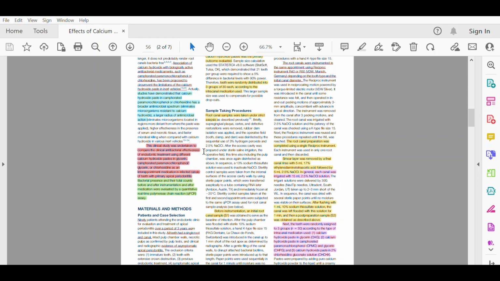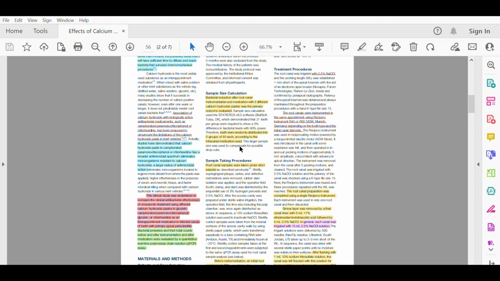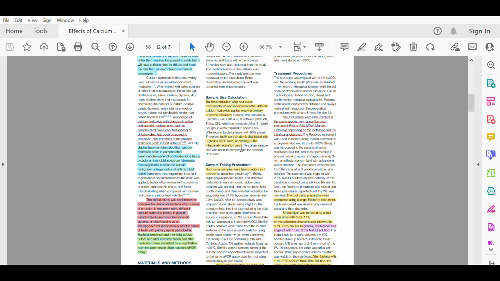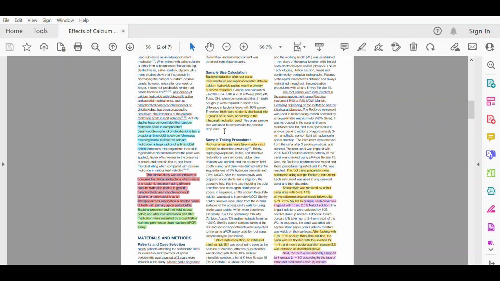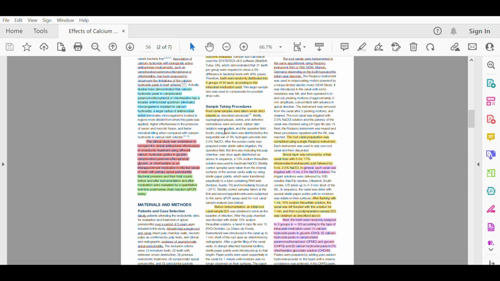Regarding the methodology, they selected 90 patients over a period of 3 years, and all teeth had a single root and single canal with evidence of asymptomatic apical periodontitis. The primary outcome evaluated was the bacterial reduction after root canal instrumentation and medication with the 3 different calcium hydroxide pastes. The teeth were randomly distributed into 3 groups. The first group is calcium hydroxide paste in glycerin. The second group is calcium hydroxide paste in camphorated paramonochlorophenol and glycerin. The third group is calcium hydroxide paste in 2% chlorhexidine gluconate solution.